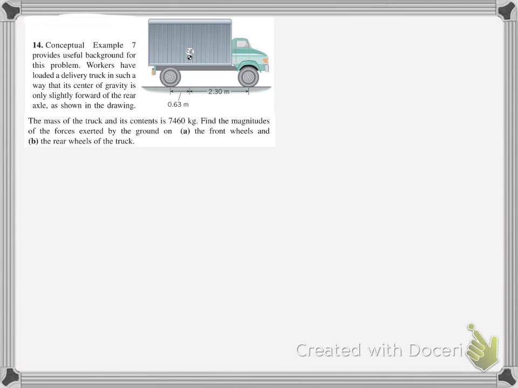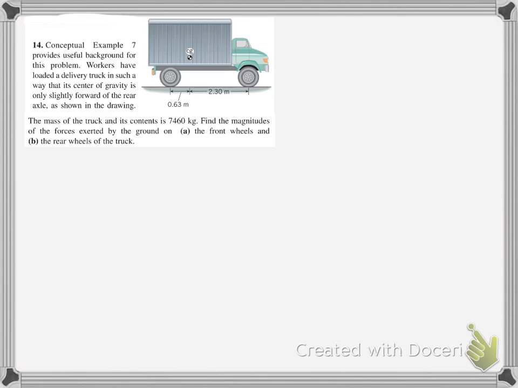Ignore the first sentence. So, workers have a loaded delivery truck in such a way that its center of gravity is only slightly forward of the rear axle, as shown in the drawing. The center of gravity is this little thing right there. The mass of the truck and its contents is 7,460 kilograms. Find the magnitude of the forces exerted by the ground on the front wheels and the rear wheels of the truck. Okay, so this is really similar to the problem we just did, if not exactly like it. If anything, the problem we just did is a little bit harder because you gotta separate it for each hand and each foot. Here, you just look at the front wheels and the back wheels in general.